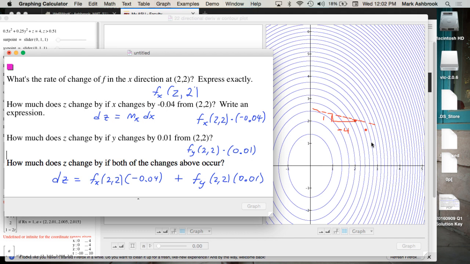So rather than say we're going to change x this amount or y this amount, we could say we're going to change some amount in this direction, which would be changes in x and y in this proportion. The change in x will always be negative 4 times as much as the change in y. See that?